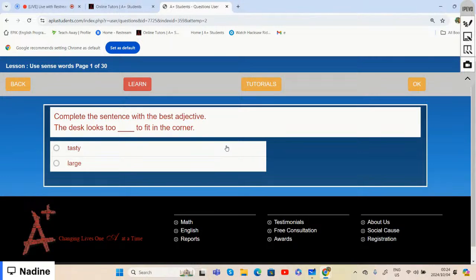And it says the desk looks too. Do we say the desk looks too tasty? Like, can we taste a desk? Or do we say the desk looks too large to fit in the corner? What is the correct option? Option one, the desk looks too tasty. Or option two, the desk looks too large to fit in that corner. Which one is correct?